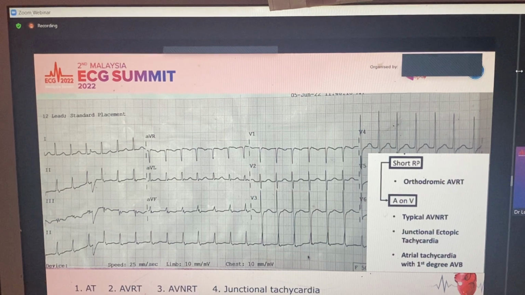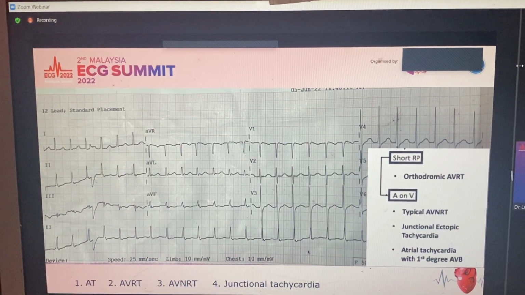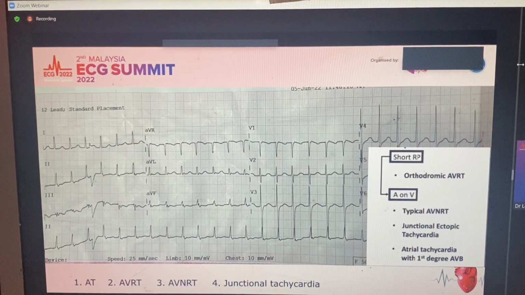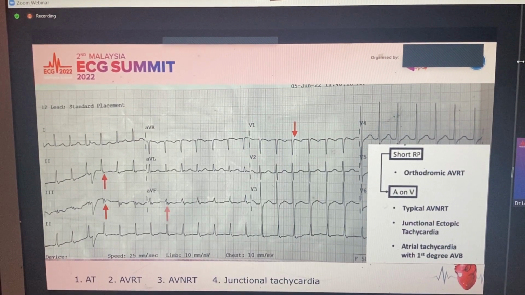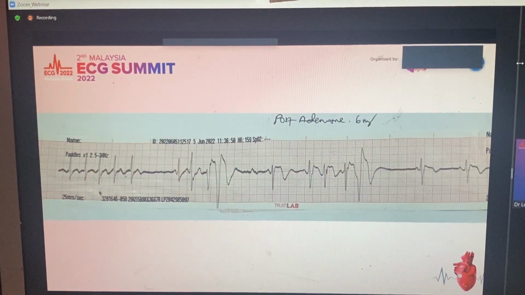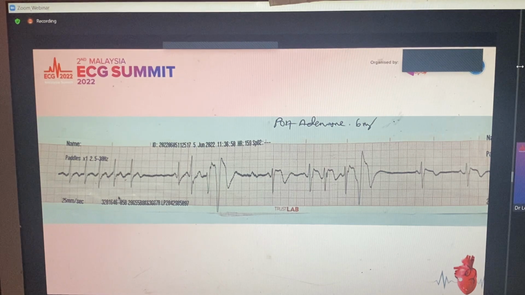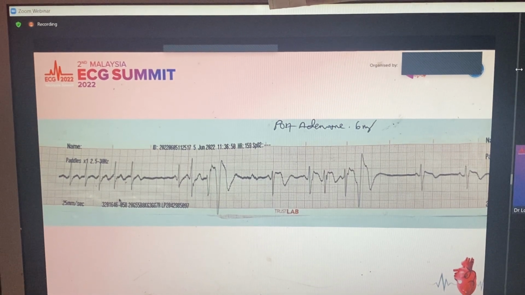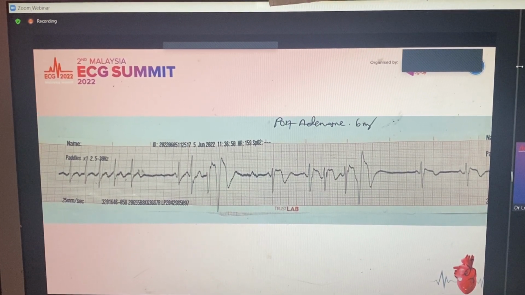And of course, for narrow complex tachycardia, I'm sure the previous speaker has talked to you about the management of it. So the next thing you will do is give adenosine. When you give adenosine, the tachycardia will respond to the AV nodal blocking effect. Once you block the AV node, you can see the tachycardia just terminates over here, probably with a retrograde P wave here.